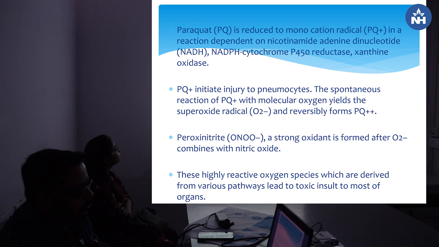Paraquat is reduced to a monocation radical in a reaction dependent on NADH, NADPH, cytochrome P450 reductase and xanthine oxidase. The monocation radical initiates the injury to the pneumocytes. The spontaneous reaction of the monocation radical with molecular oxygen yields the superoxide radical and reversibly forms the dication radical. Peroxynitrite is a strong oxidant which is formed after the superoxide radical combines with nitric oxide. These highly reactive oxygen species, which are derived from various pathways, lead to toxic insult to most of the organs.